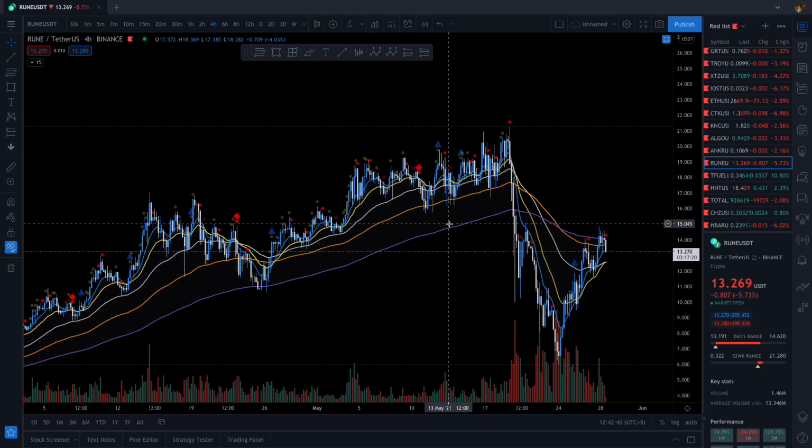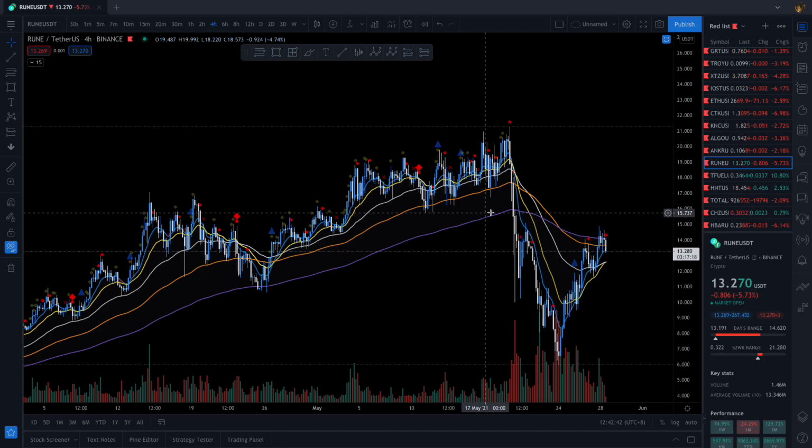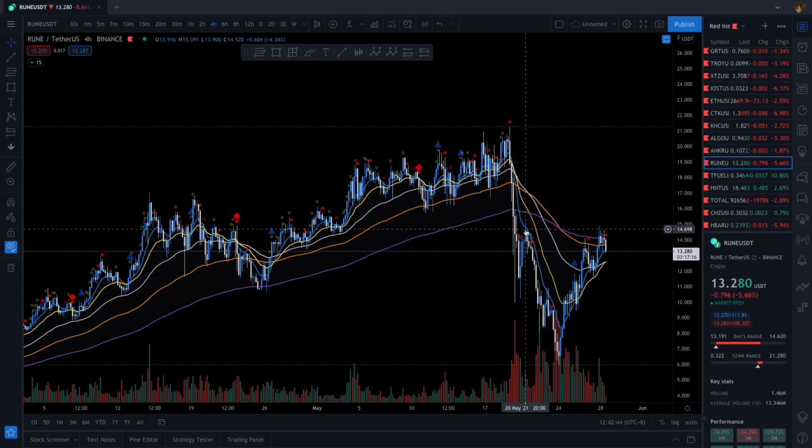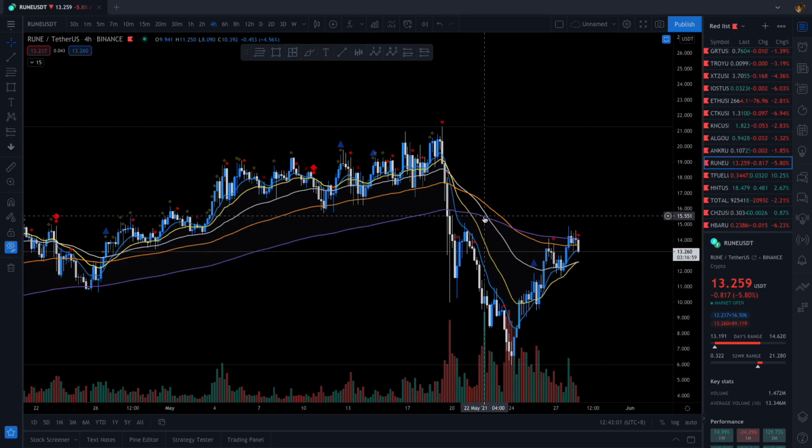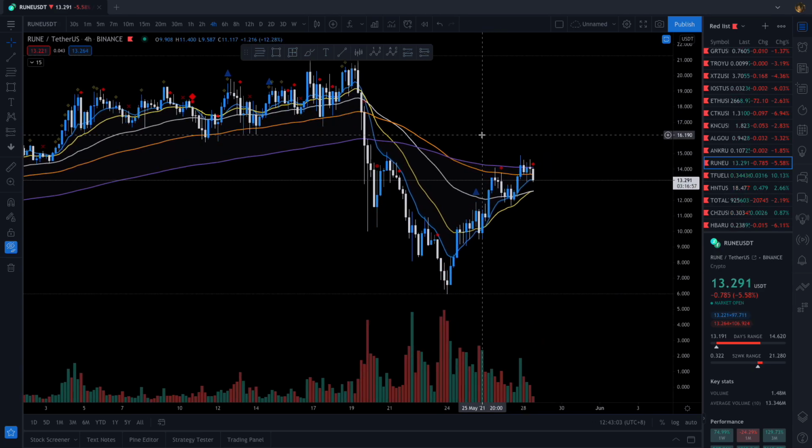For any EMAs, we always use the 200 EMA as the master confirmation, right? If it does not break below the 200 EMA, then it doesn't really count. It's not going to be a strong death cross or a strong golden cross. It needs to go through the 200 EMA because that is the long-term trend indicator.